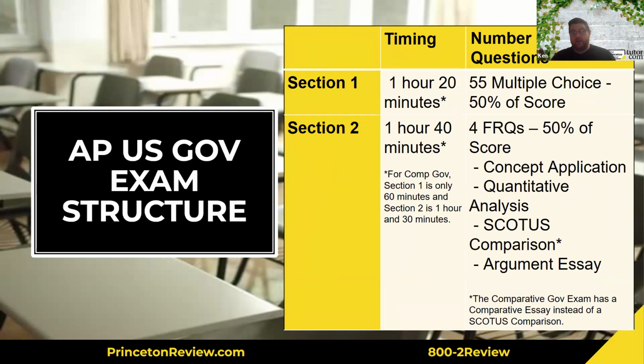Comparative government is 1 hour. Section 2 is 1 hour 40 minutes for 50% of the score, where you're doing 4 free response questions: concept application, quantitative analysis, SCOTUS comparison, and an argument essay. On comparative government, you have 1 hour and 30 minutes, so 10 fewer minutes, because one of your tasks is a little less involved: you don't do a SCOTUS comparison, you just do what is called the comparative essay. So on comparative government you have a little less time, but on both tests, multiple choice is half of the score, essays are half of the score.